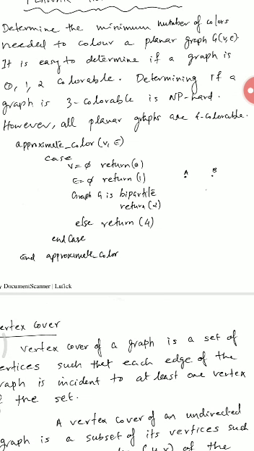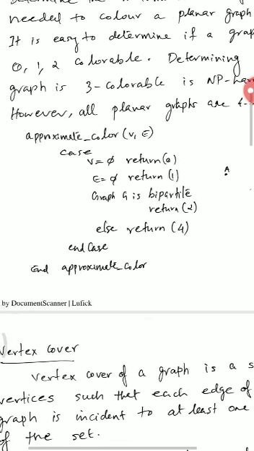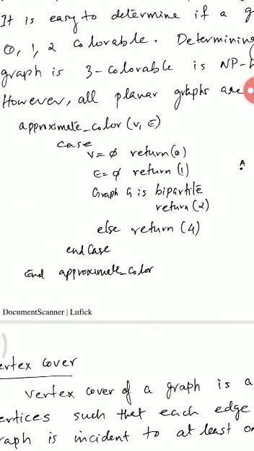Okay. Then determining if a graph is three colorable is NP hard. It's a difficult problem. And remember, all planar graphs can be colored with four colors. That is, all planar graphs are four colorable. So what is our approximation algorithm?